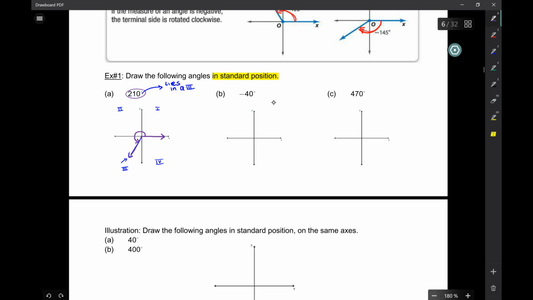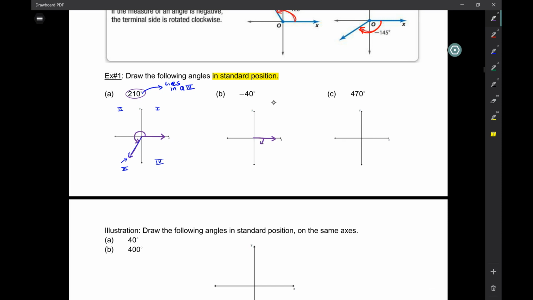Now I need to draw negative 40 degrees. Okay, so positive or negative, my initial side is always this. Now I need to draw an angle of negative 40 degrees, which means I need to go in the clockwise direction. So in essence, downward from here, 40 degrees. Now remember, if I go halfway in that square, that's 45. So 40 is roughly there.